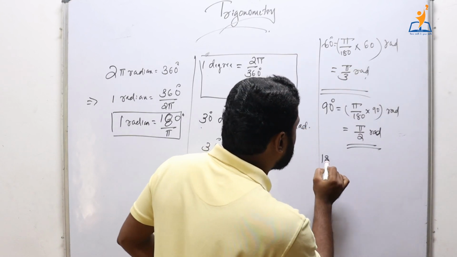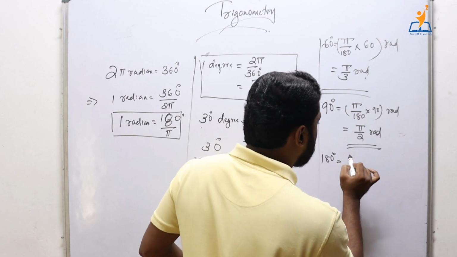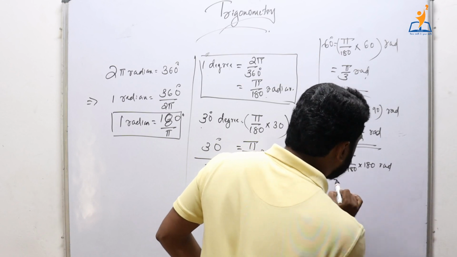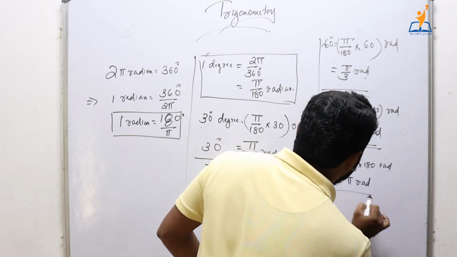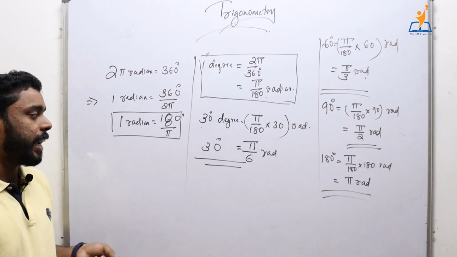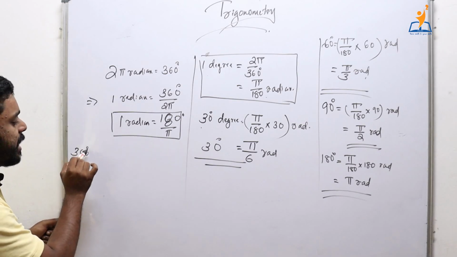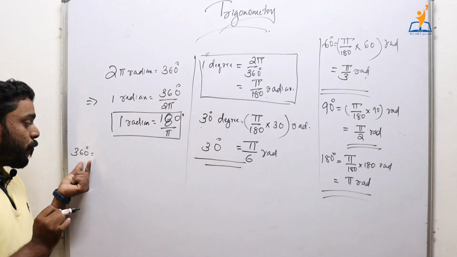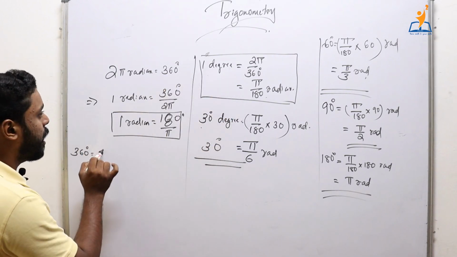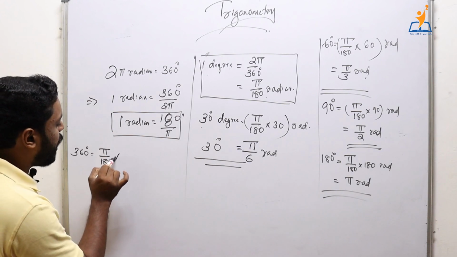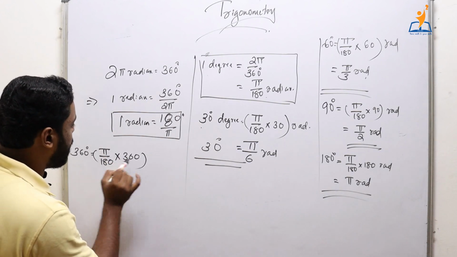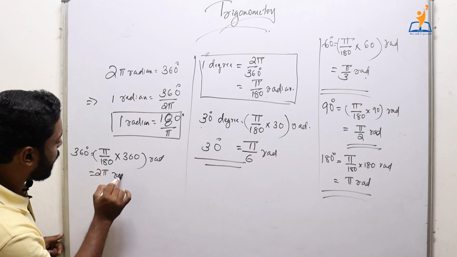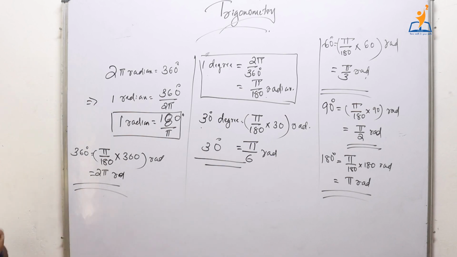Simple. So what is 180 degrees? In the same way, we have pi by 180 into 180 radians, which is equal to pi radians. So 180 degrees is nothing but pi radians. Similarly, what is 360 degrees? In the same manner, we multiply both sides of the equation by 360. Then it becomes pi by 180 into 360 radians, right? It is equal to 2 pi radians. So 360 degrees is nothing but 2 pi radians.